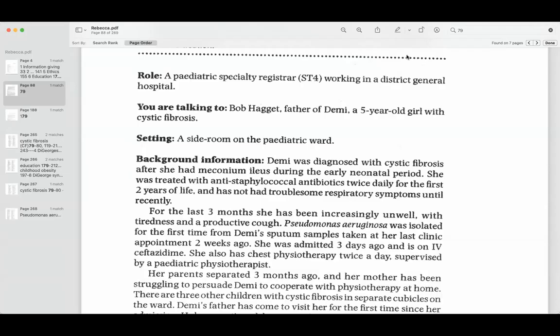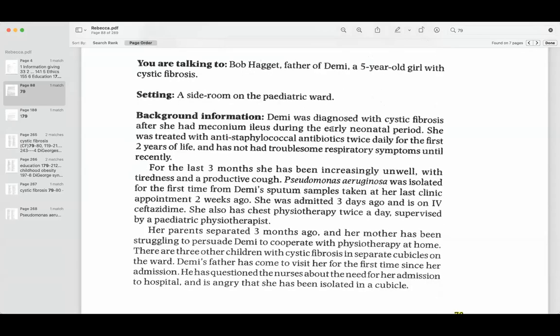Pediatric. Dr. Rahma, you are here? Yes, I am. Okay, so this is your scenario. A pediatric specialist registrar working in a busy district general hospital. You're talking to Bob Haggett, father of Demi, a 5-year-old girl with cystic fibrosis, in a side room on the pediatric ward.